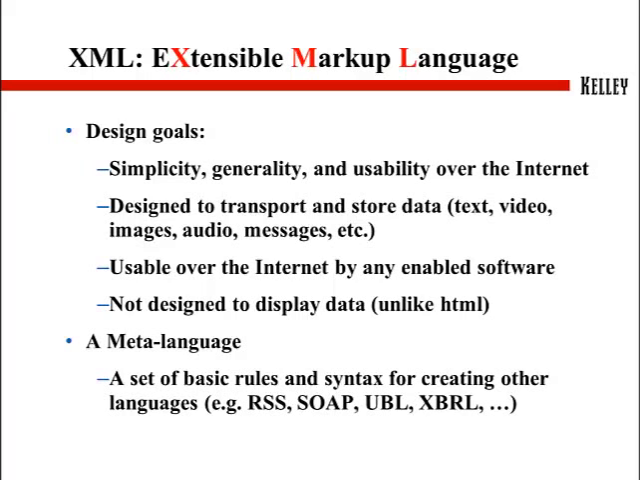XML is a meta language. It's basically a set of rules and syntax for creating other languages. For example, RSS is for web feeds. SOAP is used for web services and computer networks. UBL is a library of standard business documents like purchase orders and invoices, and XBRL is for reporting financial data.